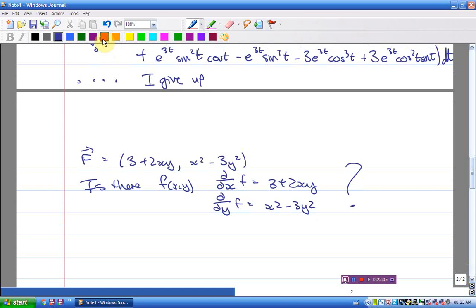If d by dx of f is 3 plus 2xy, that means that little f would have had to have a term 3x. It would have had to have an x squared y term. Okay. If d by dy of f is what we've been given, I would have had to have an x squared y term. That's convenient. Minus a y cubed term. The 3x term clearly would just be a constant as far as y is concerned, and the minus y cubed would just be a constant as far as x is concerned. So in fact, a little f like this does exist.